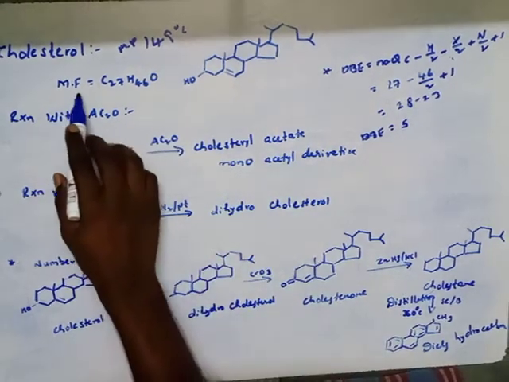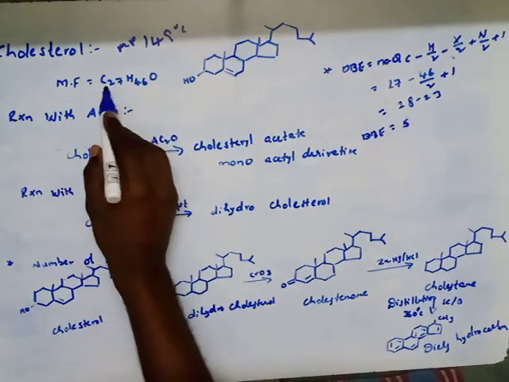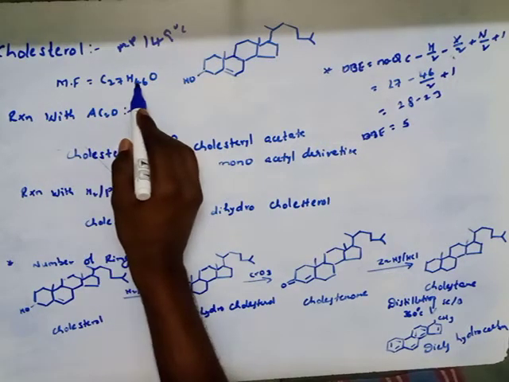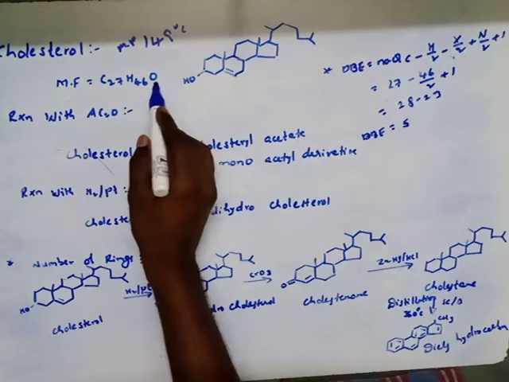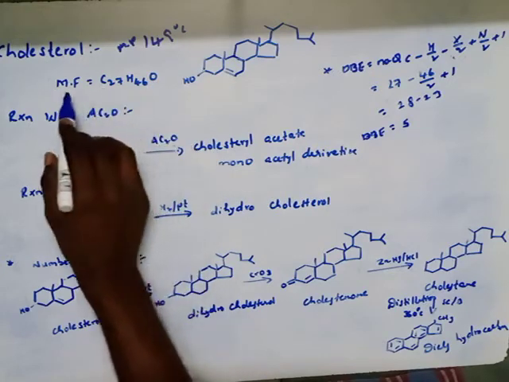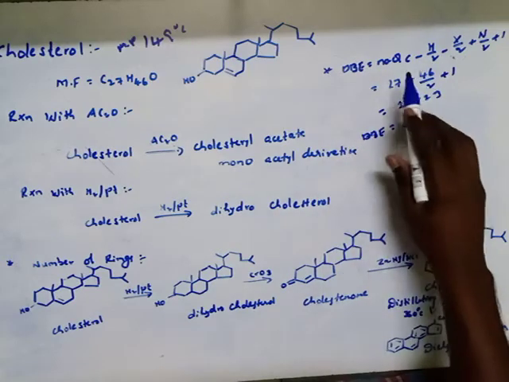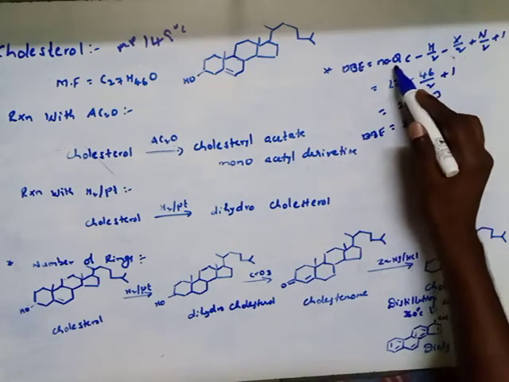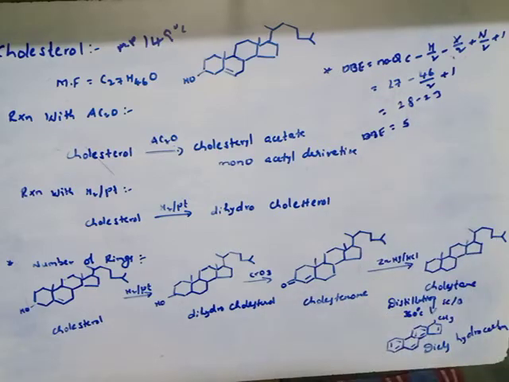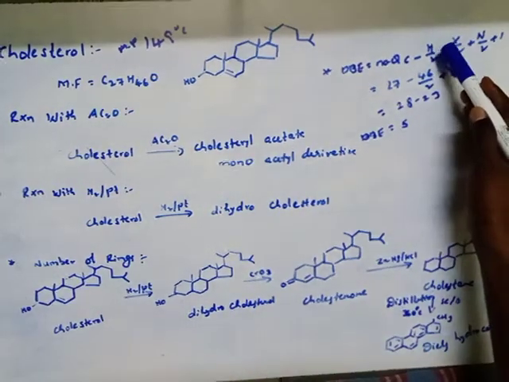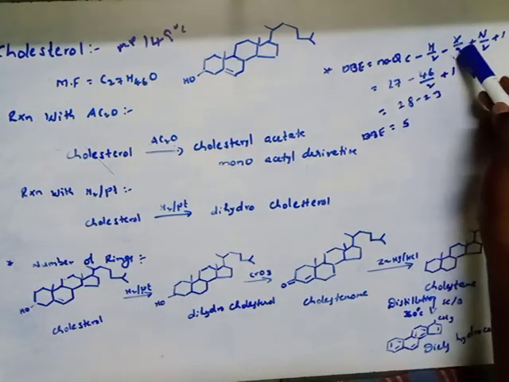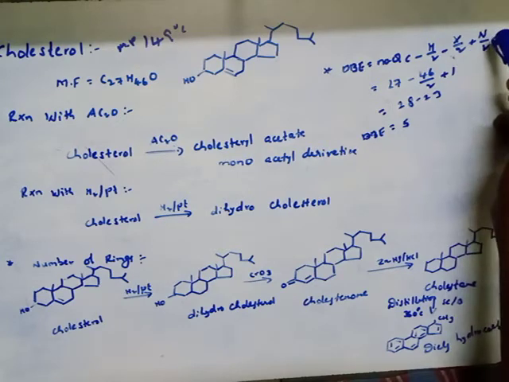Next, the molecular formula for cholesterol is C27H46O. This is the molecular formula for cholesterol. Now we're going to calculate the double bond equivalence. We know that the double bond equivalence equals the number of carbon atoms, minus the number of hydrogens divided by 2, minus the number of halogens divided by 2, plus the number of nitrogens divided by 2, plus 1.